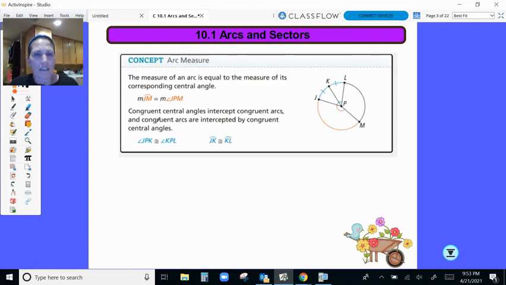Okay, next up we have an arc measure. The measure of an arc is equal to the measure of its corresponding central angle. We kind of talked about that. And congruent central angles intercept congruent arcs. So if these two central angles are congruent, these two arcs that they intercept are also congruent. Congruent central angles intercept congruent arcs, and vice versa. So if these two arcs are congruent, the two central angles are congruent.